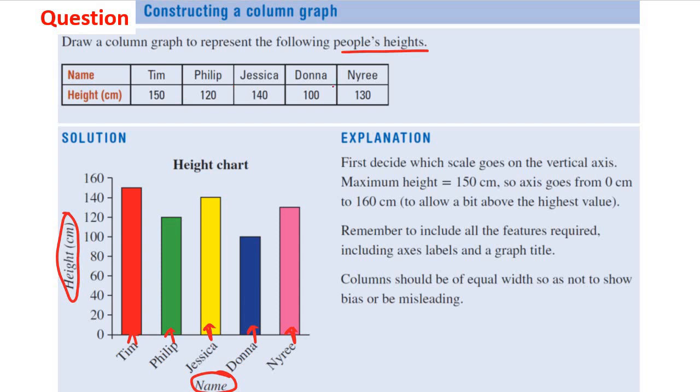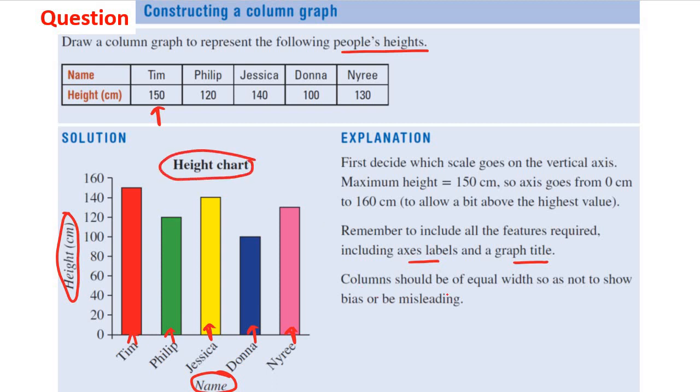Now in order to find this, first decide which scale goes on the vertical axis. What is the maximum value out of all of them? The maximum here is 150, and so the axis goes from 0 to a little bit above 150. Say take 160 over here. Next, we have to include all the features, including the axis labels and the graph title. See the graph title, so height chart.